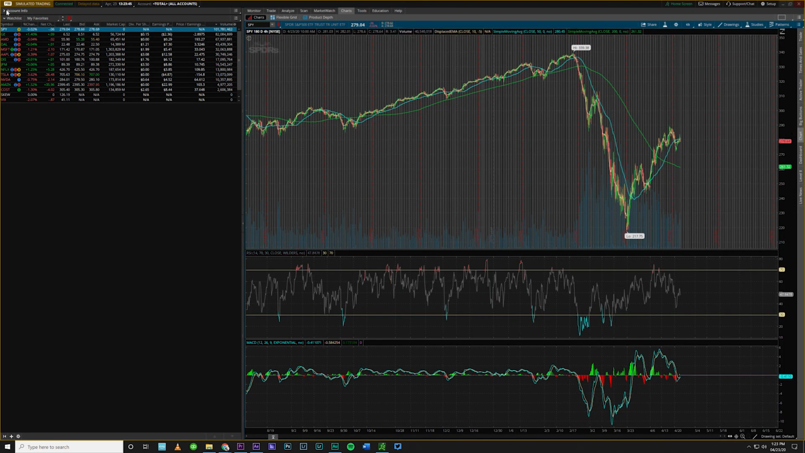Of course, there's TD Ameritrade, there's Robinhood, Webull, E-Trade, Fidelity. I mean, you've got to find the platform that works for you, and I just know that this one works for me.